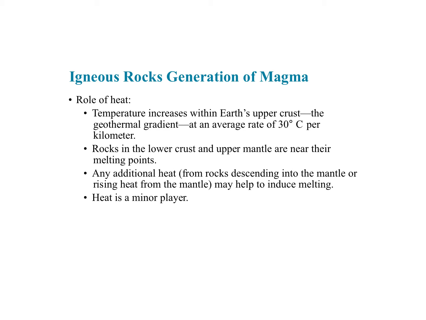And that gradient is an average of 30 degrees per kilometer. In other words, if you go down a kilometer into the Earth's crust, you'll see that the temperature rises about 30 degrees Celsius. If you go down another kilometer, you would find that the temperature has gone up by another 30 degrees. Now, rocks in the lower crust and in the upper mantle tend to be near their melting point. Any additional heat, say from rocks descending into the mantle or rising heat from the mantle, can induce melting. And so we find that heat does have an effect, but actually it's a minor player in this process.